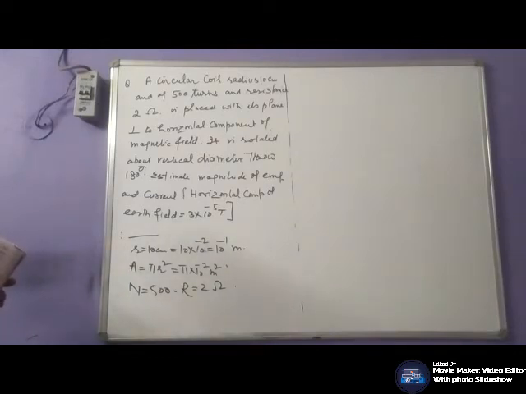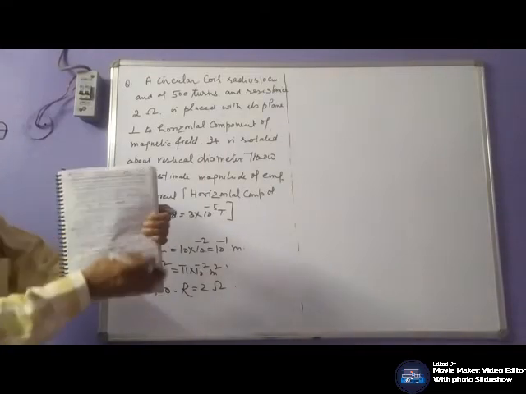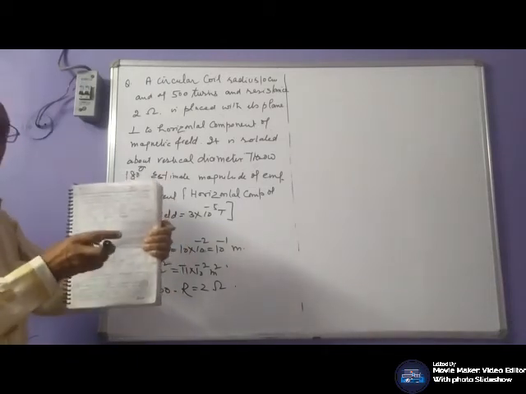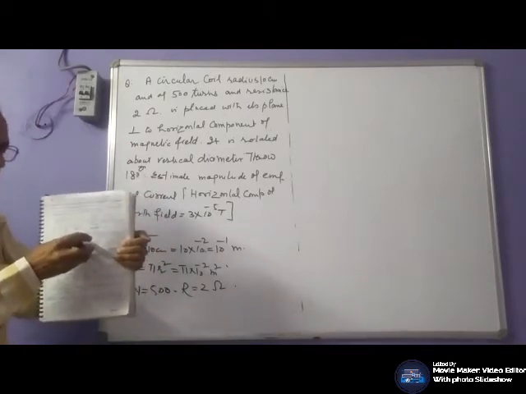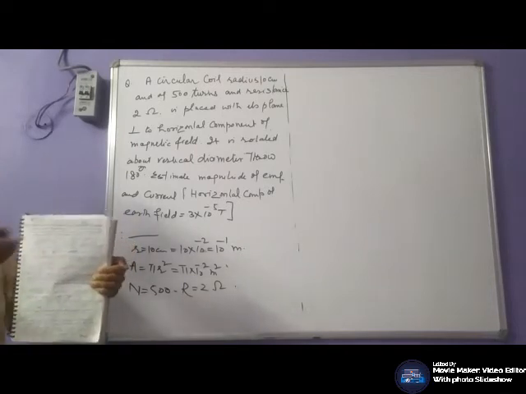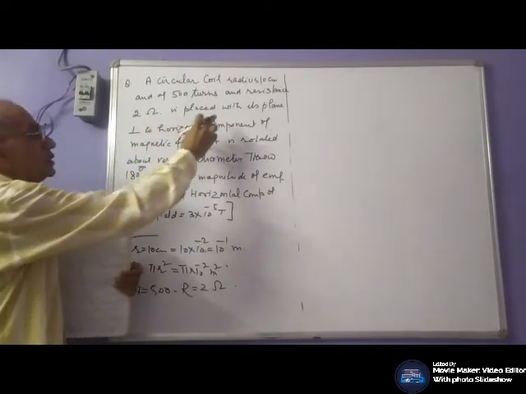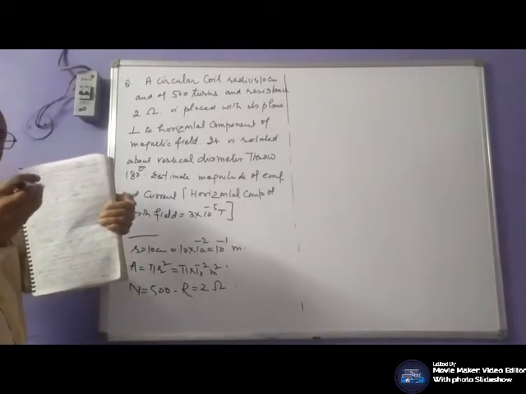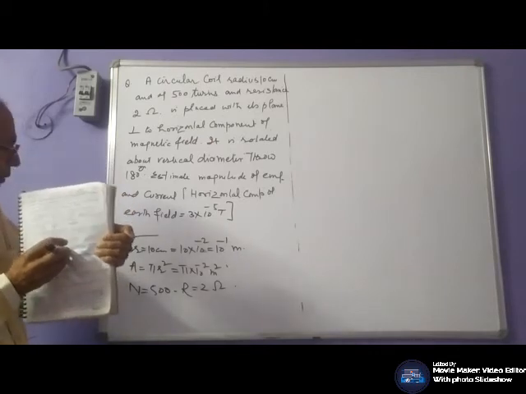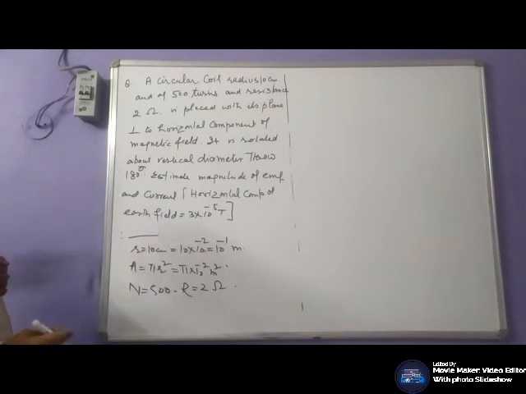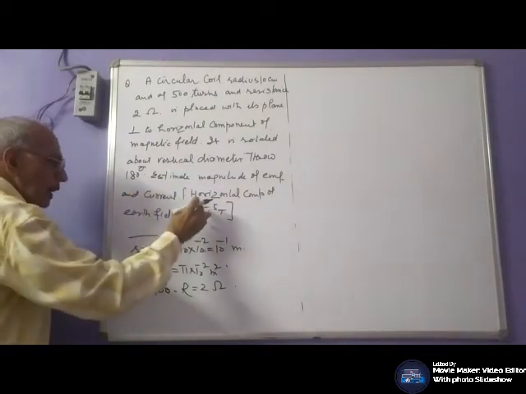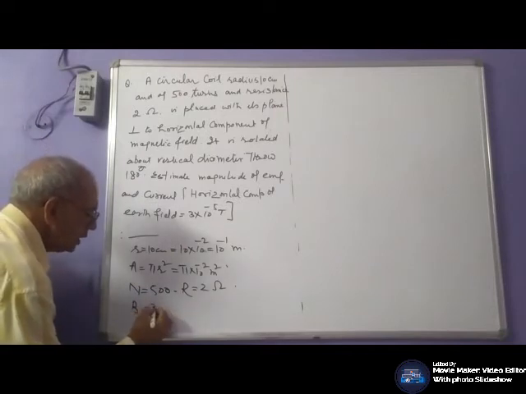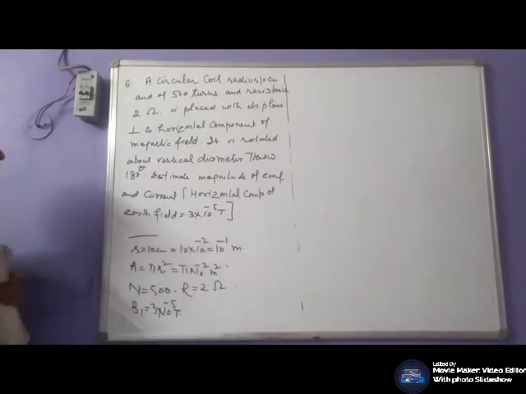Placed with its plane. This is the circular coil, and this is the plane of the circular coil. It is placed perpendicular to the horizontal component of the earth's magnetic field. This marker is the horizontal component of the magnetic field, and the plane is perpendicular to it. And how much is that magnetic field, B1? It is 3 × 10⁻⁵ Tesla.